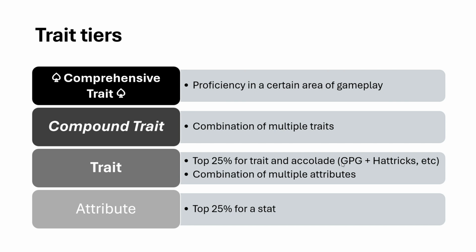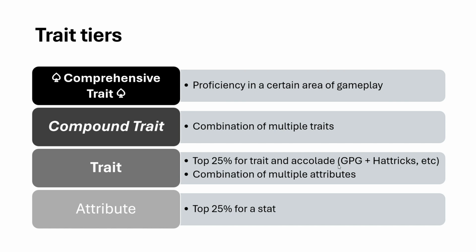Like, you could have a good average for goals, but hat tricks are something you have to do consistently over the course of the season because that's a set number that stacks up. You have to do it multiple times. It's not based on an average. That's one way that an attribute can become a trait.